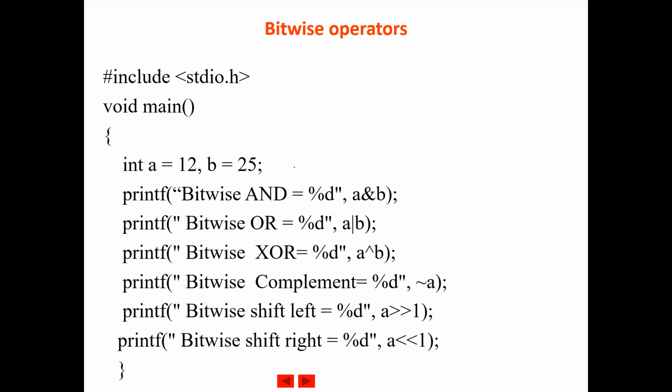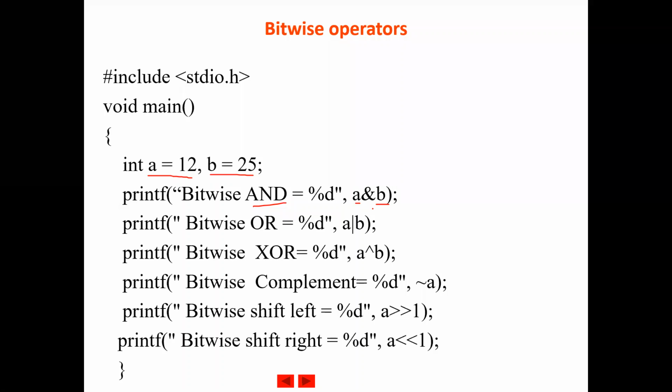They will be asking you to explain the bitwise operators using a C program. Whenever you are using the bitwise operator, here I have declared A and B as signed integers. If you want to declare them as unsigned, you can give unsigned int A equal to 12 and B equal to 25. Then we are finding the bitwise operations. For bitwise AND there are two operands, A and B, so we are performing the bitwise AND of 12 and 25.